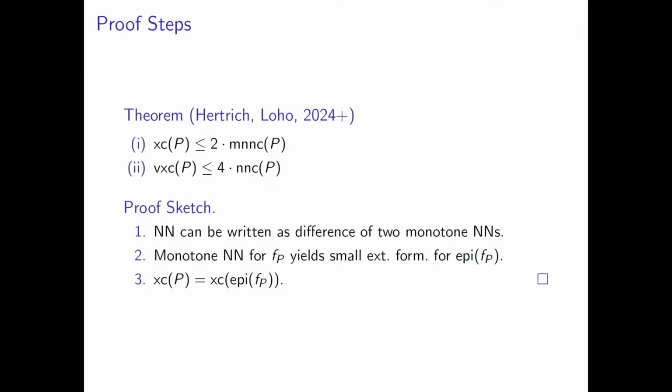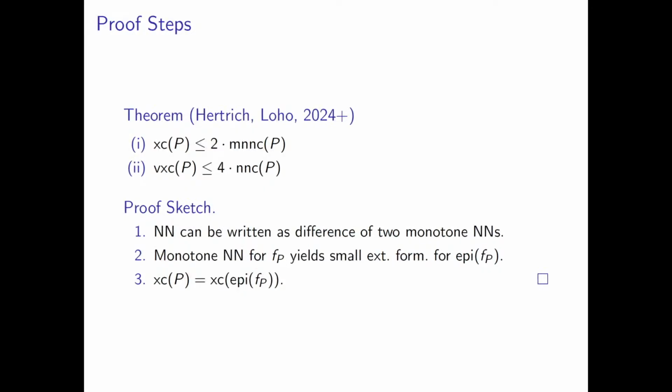You only need it for the second result, because in the first result we already assume that our neural network is monotone. Then for monotone neural networks, we can read off an extended formulation, not of the polytope itself, but of the epigraph of the function. The epigraph is the set of all points that are above the function computed by a neural network. If you go through the network layer by layer, you can read off an extended formulation of this epigraph. Then linear programming duality gives that the extension complexity of the epigraph is the same as the extension complexity of the polytope.